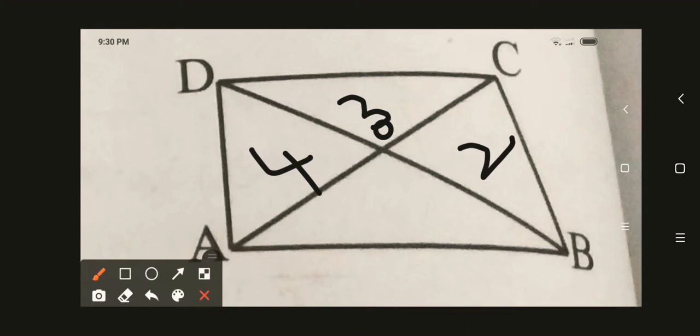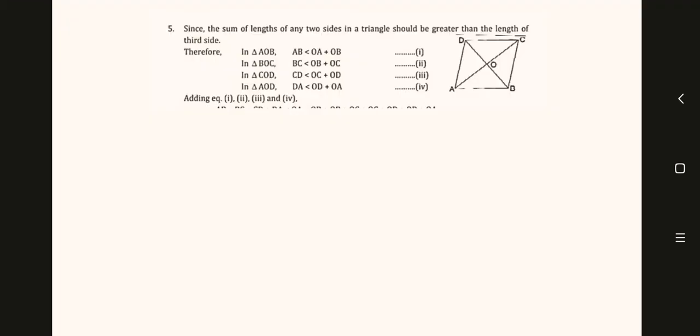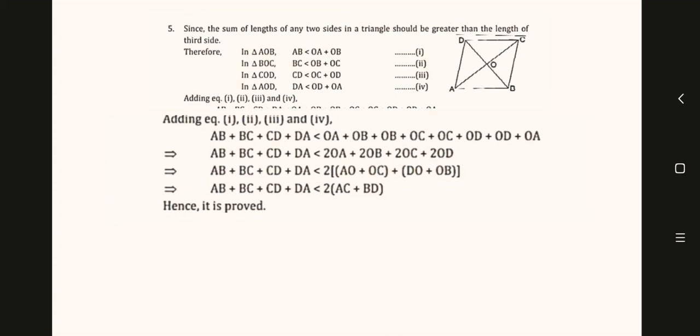Now let's see how to do that. These are the 4 equations that we got. The next step will be to add the 4 equations. After adding the 4 equations, we'll get AB plus BC plus CD plus DA is less than 2 times OA plus OC and 2 times OD plus OB. Now we'll write it as 2 times AC plus DB.